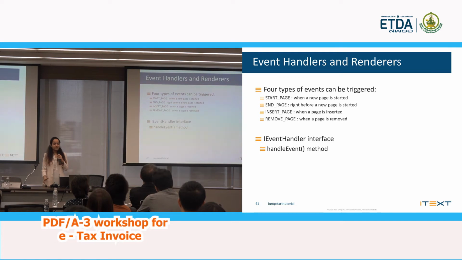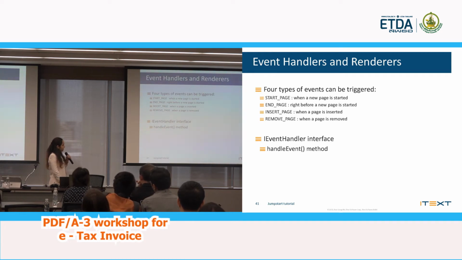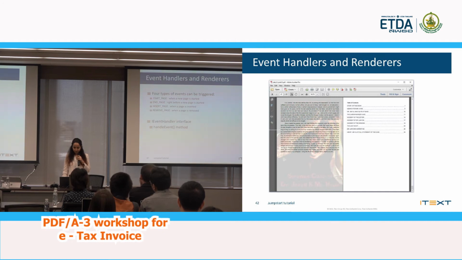So talking about event handlers, first of all, there are 4 types of events that you can trigger for a PDF. That is start page, for the start of a new page; end page, as the name states, when the page has ended or a new page has started; insert page; and remove page. This is done through an event handler interface where there's a handle event method. You can write your own logic in this as well. So let's look at a few examples to understand this better.